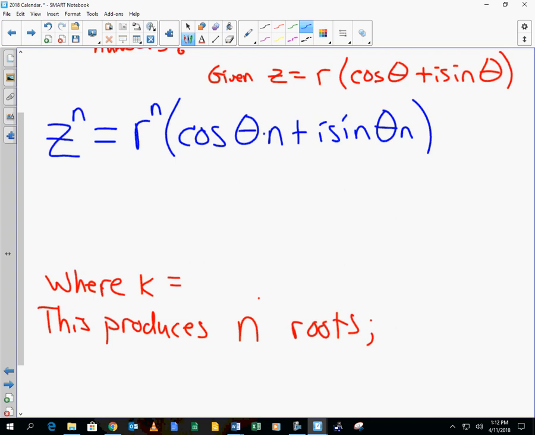So what we're trying to do today is, instead of raising something to the nth power, instead of say squaring something, we're going to take the square root. So instead of taking it to the 2 power, we're going to take it to the 1/2 power. So the question is, suppose we have z and we want to raise it to the 1/n power. What do you think we do with r? R to the 1/n.